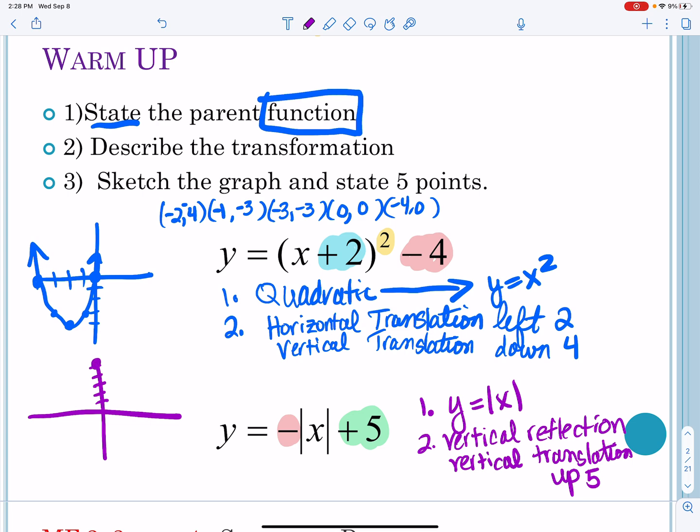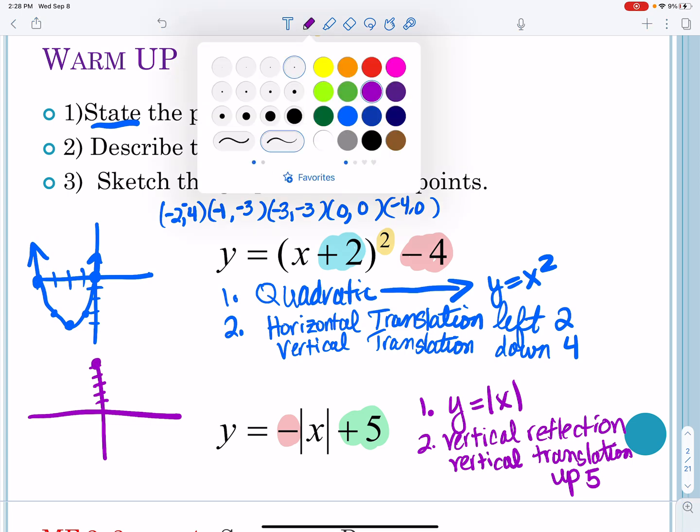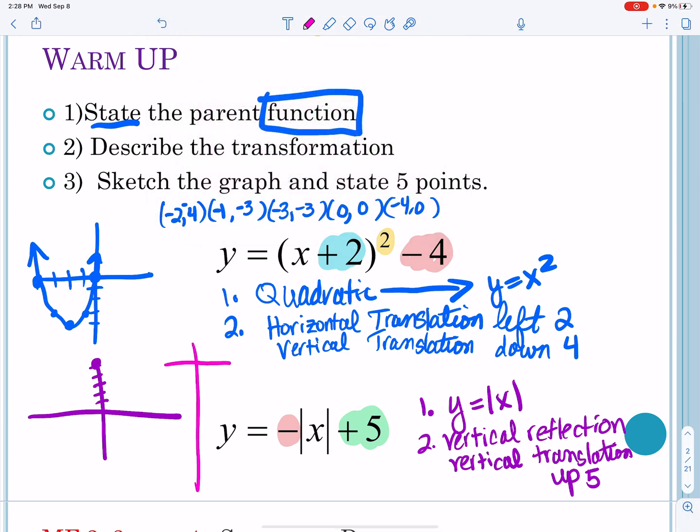And I said a minute ago that I would accept this if you decided to do a table of values. So you can actually do this and say, okay, I have a point at (0, 5). Now if I put in 1, the absolute value of 1 is 1, take the negative of it, and you get 4. So you have a point at (1, 4), which also means you have a point at (-1, 4), because it's symmetrical.